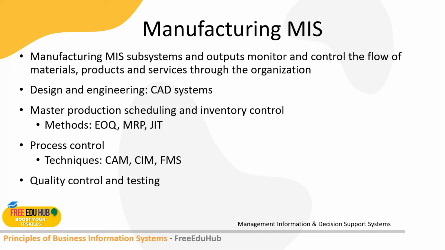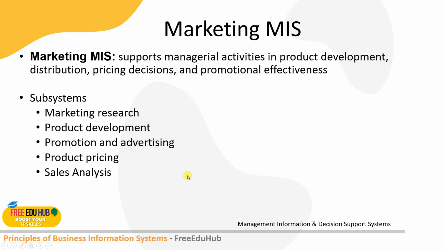And finally, we have quality control and testing, where we'll be testing the overall quality of the product and testing it for its reliability. Just like that, we have marketing management information systems. Marketing MIS supports the managerial activities in product development, distribution, pricing decisions, and promotional effectiveness. As the name indicates, it's talking about development, distribution, all things relating to marketing.